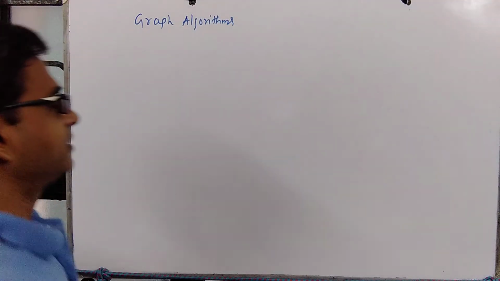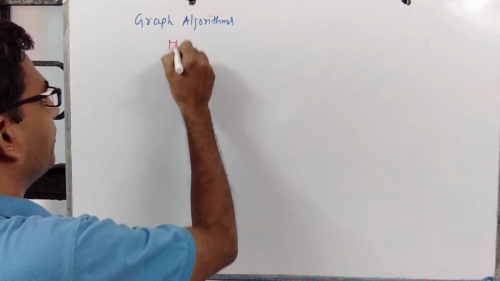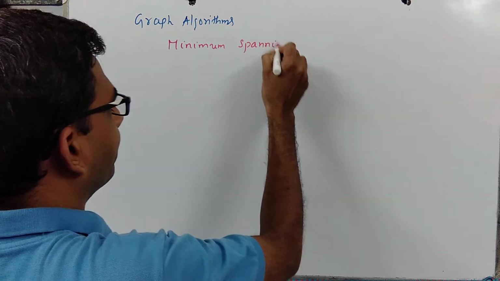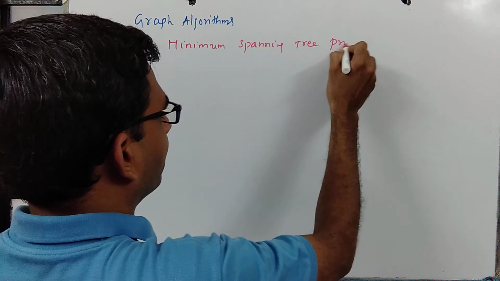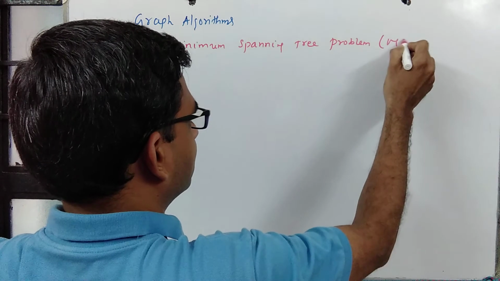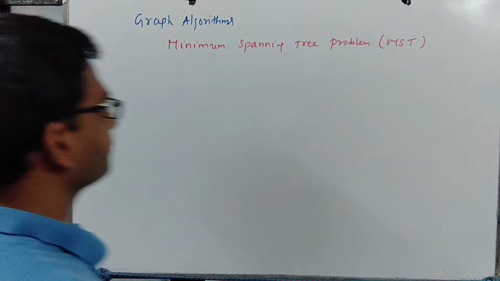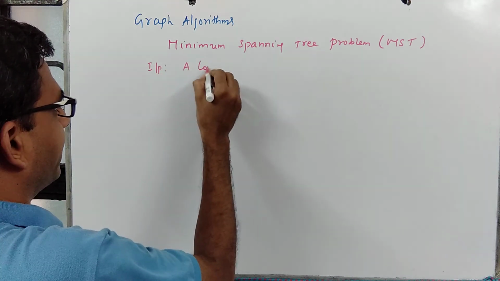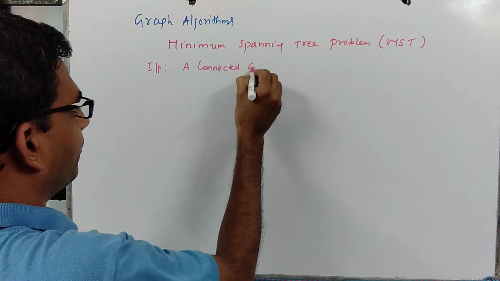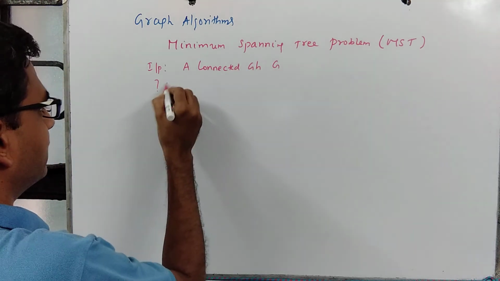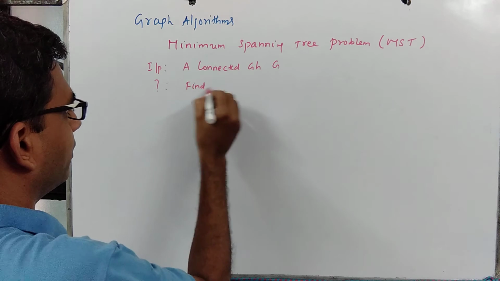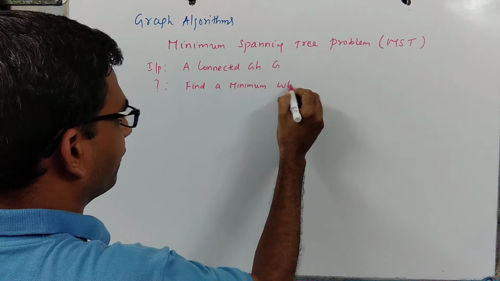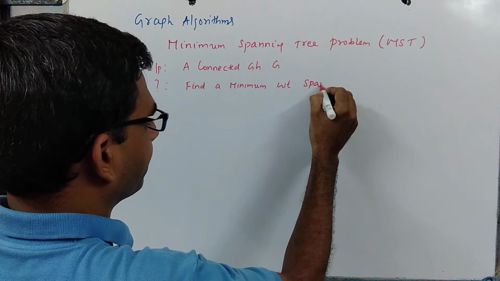Our topic for discussion is the minimum spanning tree problem, popularly known as MST in the literature. For this problem, the input is a connected graph G. The question is to find a minimum weighted spanning tree.